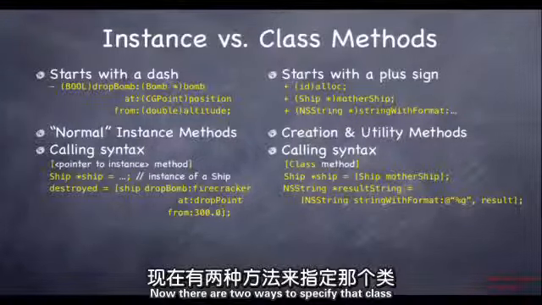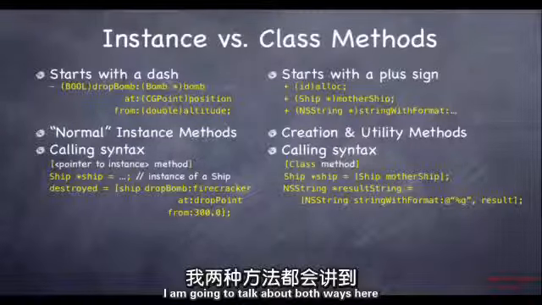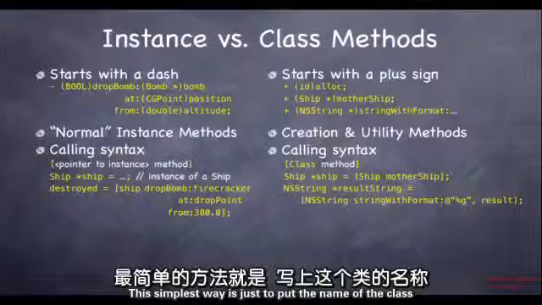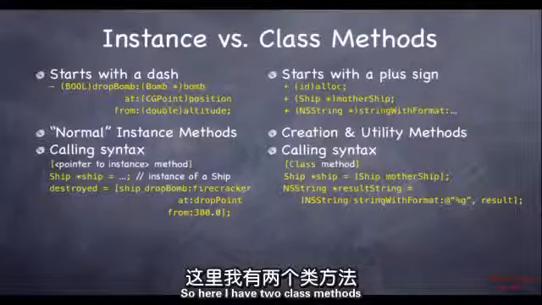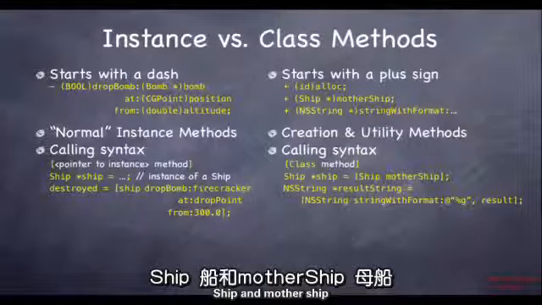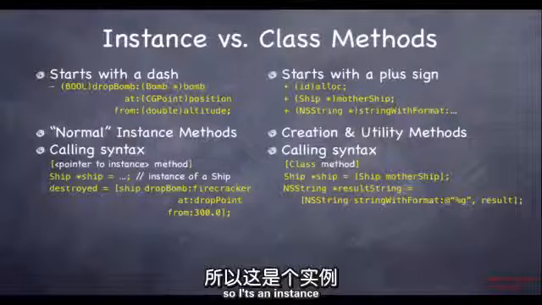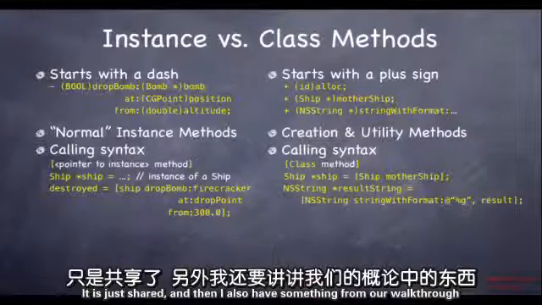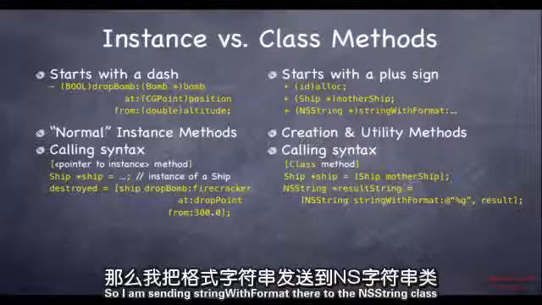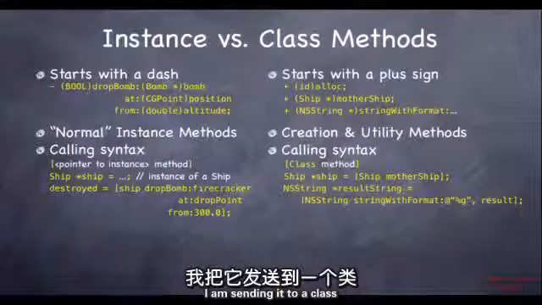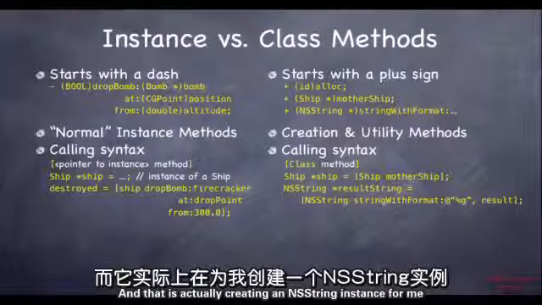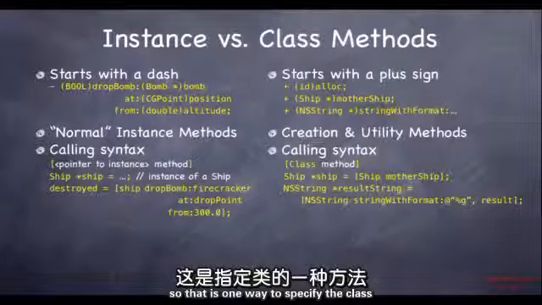Okay? Now, there's two ways to specify that class, and I'm going to talk about both ways here. The simplest way is just to put the name of the class. So here I have two class methods, Ship mothership, which probably gets the one and only mothership and returns it. So it's an instance, but it's not creating a new mothership every time. It's just shared. And then I also have something from our walkthrough, result equals NSString stringWithFormat. So I'm sending stringWithFormat to the NSString class. I'm not sending it to an instance of an NSString. I'm sending it to the class. And that's actually creating an NSString instance for me. Okay? So that's one way to specify the class in the class methods.